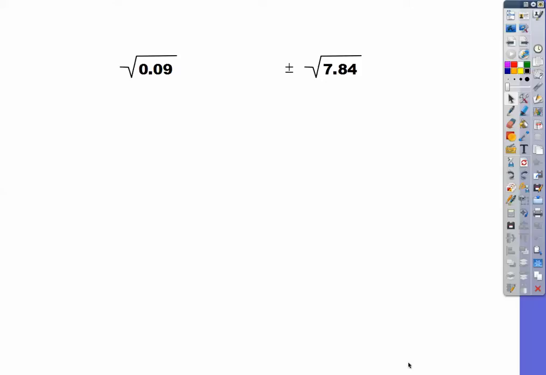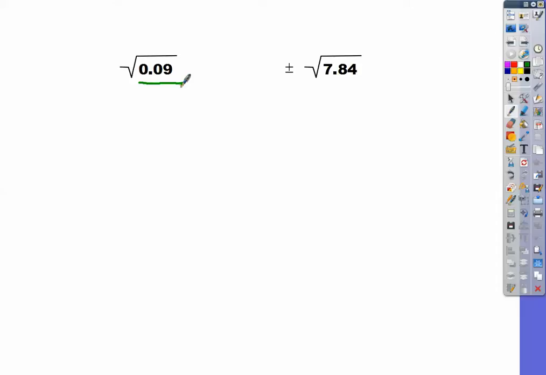Alright, for these problems, we now have decimals, much smaller decimals than normal, but what's another way of writing a decimal? Well, decimals are equivalent to fractions, right? So it might be a little bit easier to convert these into fractions and then apply the square root. So let's try this.